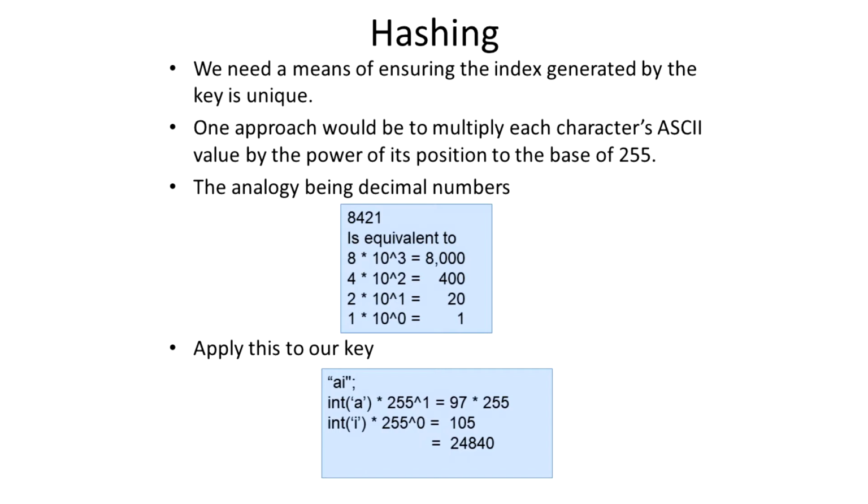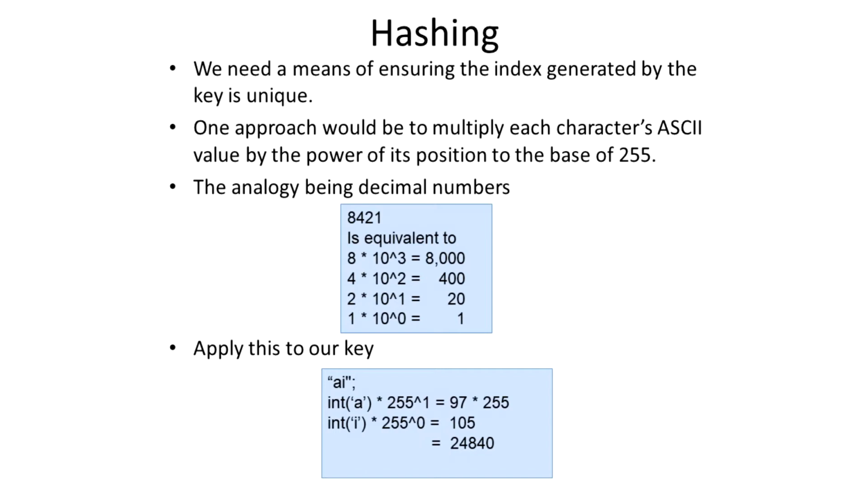So the first digit in binary is 2 to the power of 0, and then the second digit is 2 to the power of 1, and then it's 2 to the power of 2, power of 3, power of 4, and so on and so on. And so we're adopting a similar formula here, but instead we're using 255 as the base value and then multiplying that by the particular position.